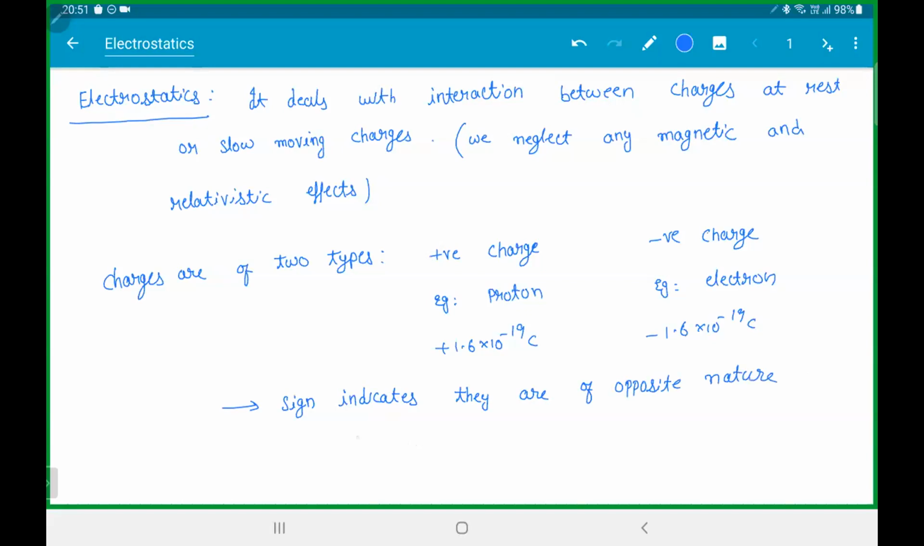Right? So if someone asks you whether 5 coulombs is greater than minus 3 coulombs, this does not make sense. You can't say plus 5 coulombs is greater than minus 3 coulombs. You can't compare like that. The plus and minus simply indicate that both are of different types of charges. So don't take these signs literally. Clear with this? Then, any doubts on this page? Basic introduction, there's nothing more on this.